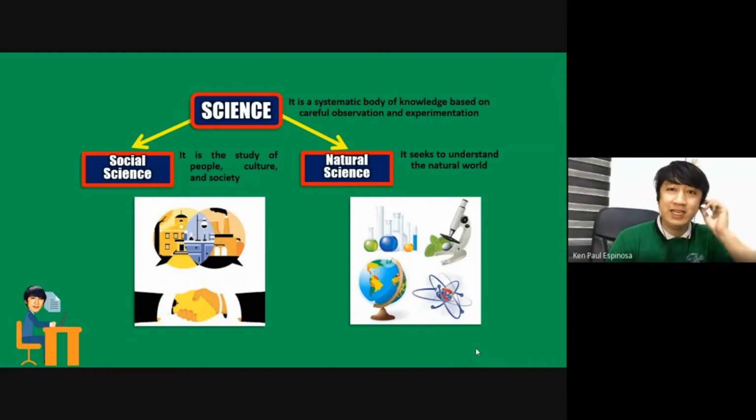This is the society. We have the science, then we have the social science, which pertains to the study of people, culture, and society. So, society is under social science. You study people, you study culture, you study society. And that is social science, more on social studies.